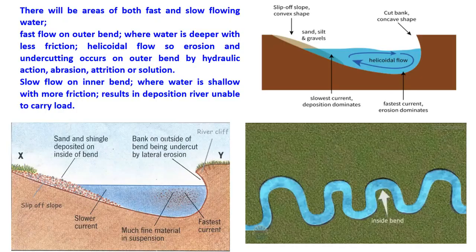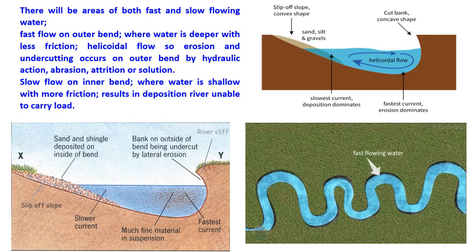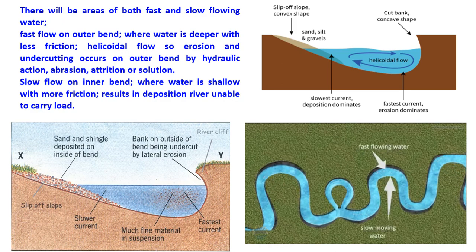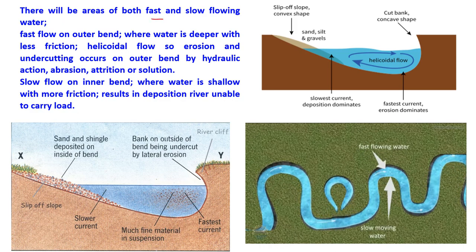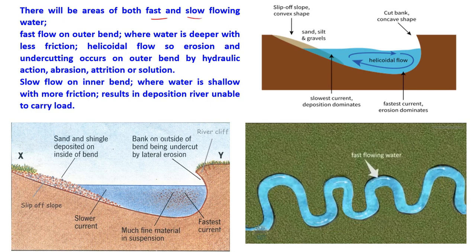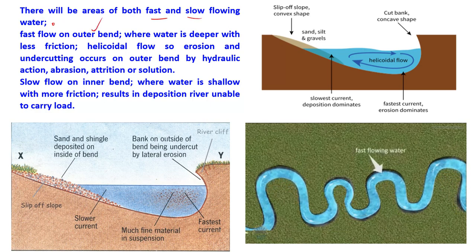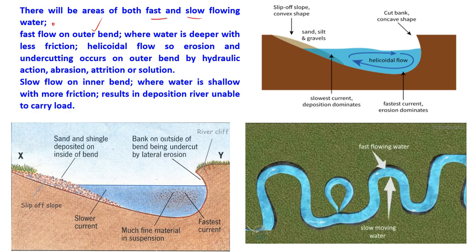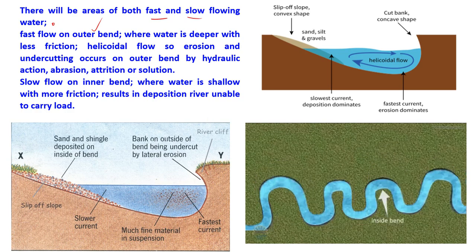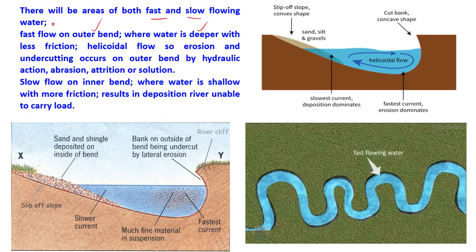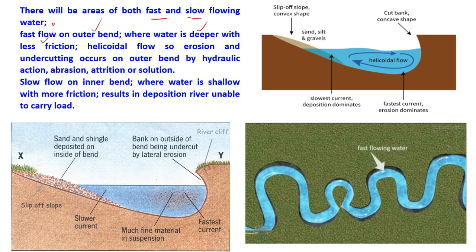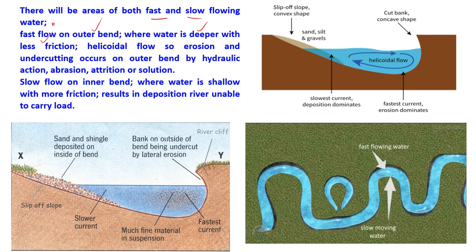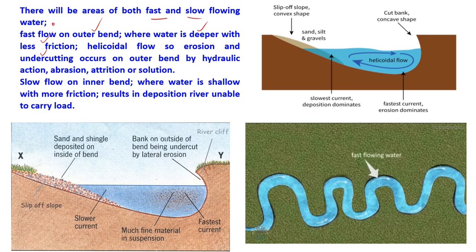So let me just read it now. I'll go back to that diagram. There will be areas of both fast and slow flowing water. Fast flow at the outer bend, which is erosion. Because there is erosion at the outer bend, the water is deeper, so there will be less friction. And because there is less friction, an undercut can easily form at that point.